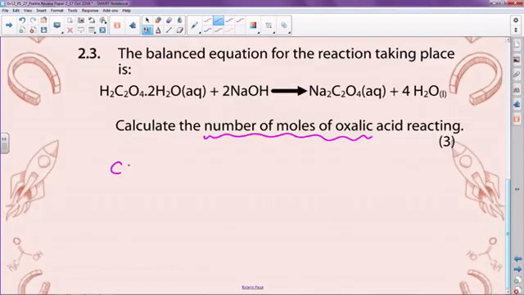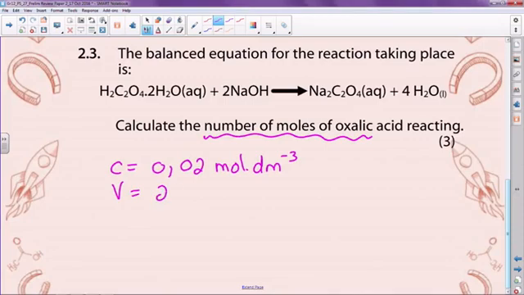Now, we know the concentration is 0.02 moles per decimeter cubed. We know the volume is 25 centimeters cubed. You can't use that as it is. We've got to divide by 1,000 because we need it to be in decimeters cubed.